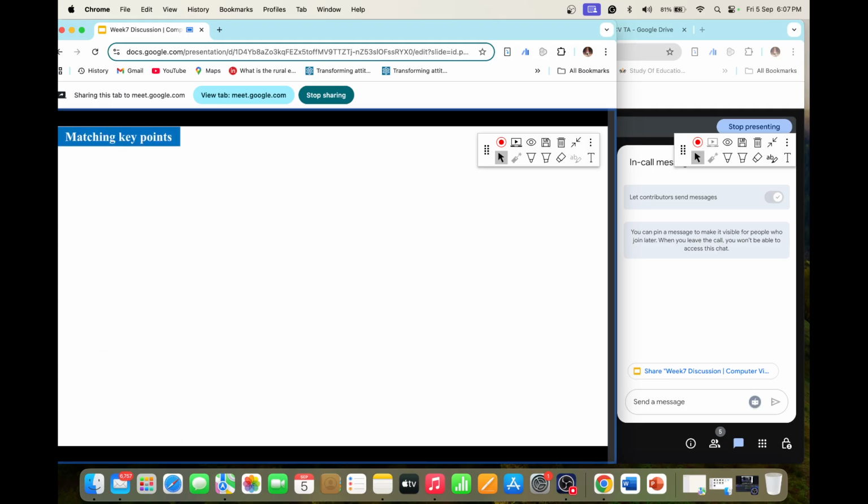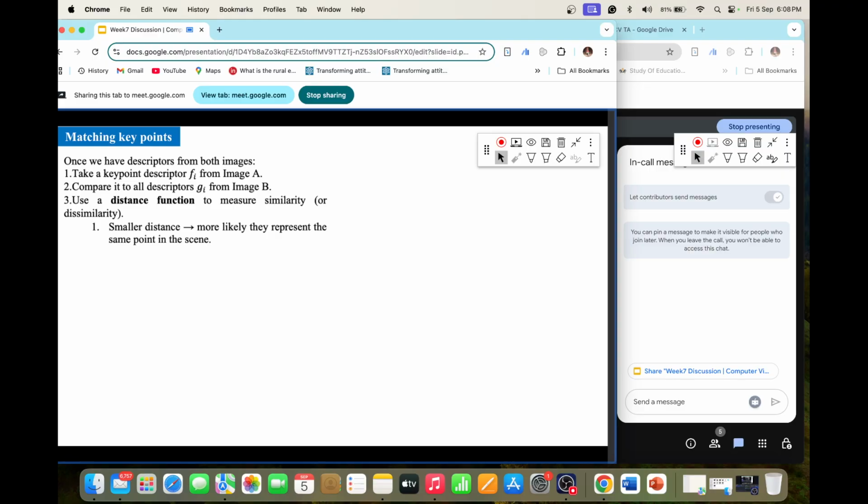In the previous class, we studied feature detection, feature description, and feature matching. In this class we will continue the feature matching part. Feature matching is nothing but matching key points in two different images. Once we have descriptors from both the images, matching means matching the same or similar type of descriptor in both the images, so that we can match the two corresponding key points.